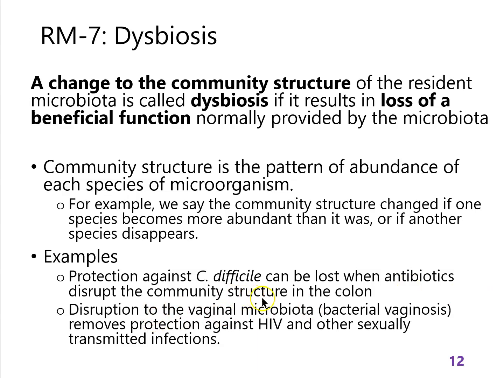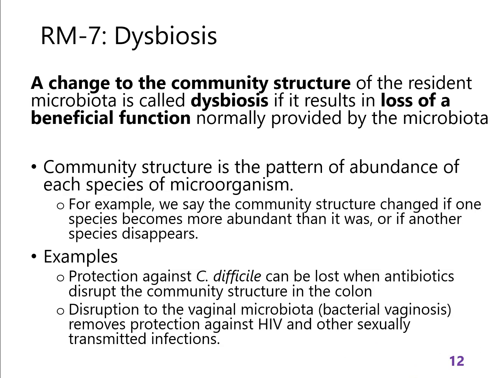Something similar can happen when the vaginal microbiota is disrupted, and that can lead to, or that is, bacterial vaginosis. So bacterial vaginosis is not very well understood, but it's when we can detect significant disruption to the normal microbiota of the vaginal mucosa. That disruption correlates to higher susceptibility to HIV and other sexually transmitted infections.